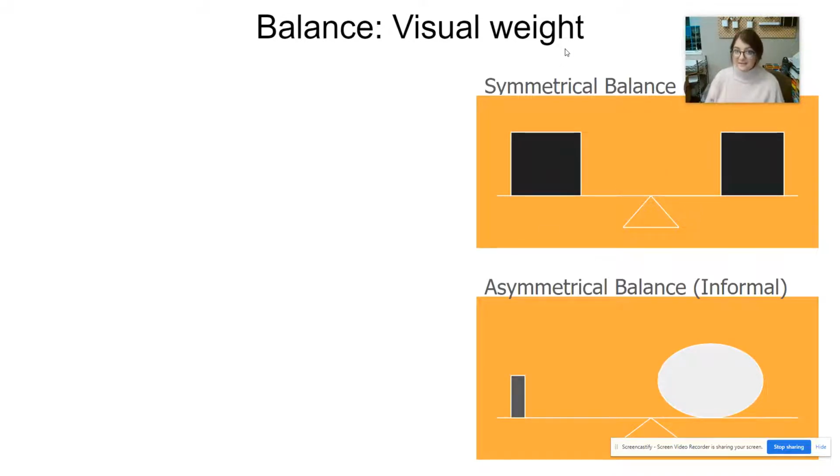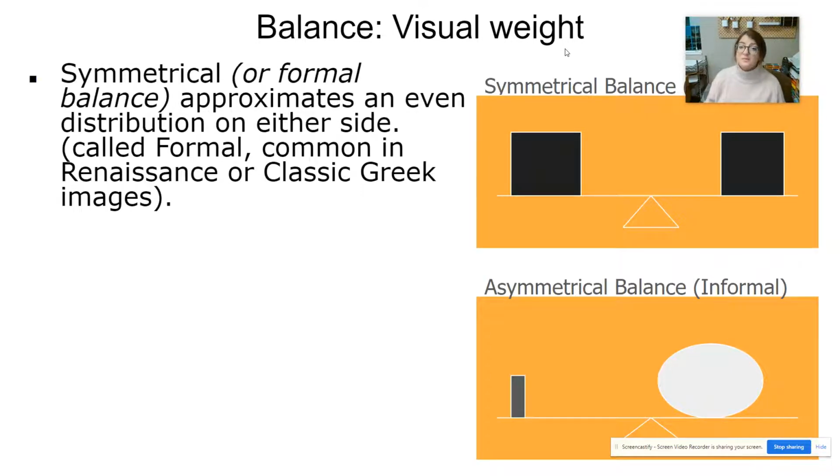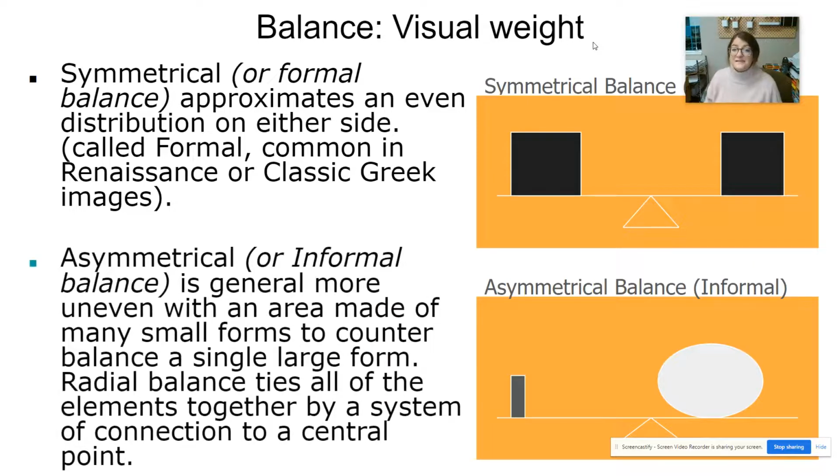So the first principle that we're going to talk about is balance. Balance is all about visual weight. So the first one we're going to talk about is symmetrical. Symmetrical is more of a formal approach to balance. So it evenly distributes on both sides. As you can see on this guy right here, it is even on both sides, the same on both sides. This is a more formal approach, and it's common in Renaissance or Greek images.